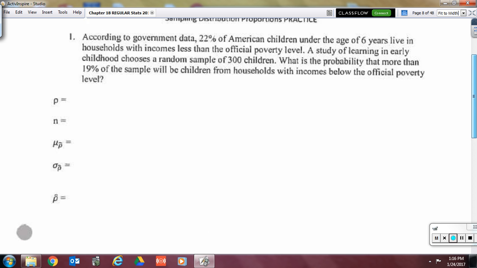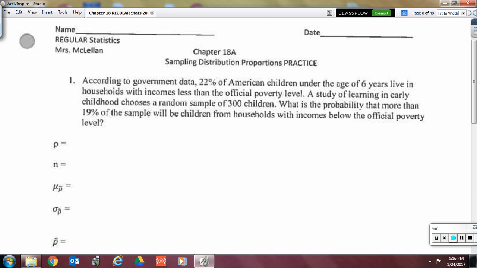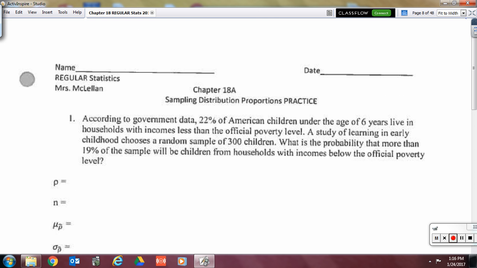Okay, so let's start on this sampling distribution proportion practice. Let me just do a quick reminder of the formulas. Remember that the center of all of the p-hats will be centered around the population proportion. So whatever they say the population is centered around, all of your p-hats will be centered around that. And then the standard deviation of all of those p-hats will be this formula.